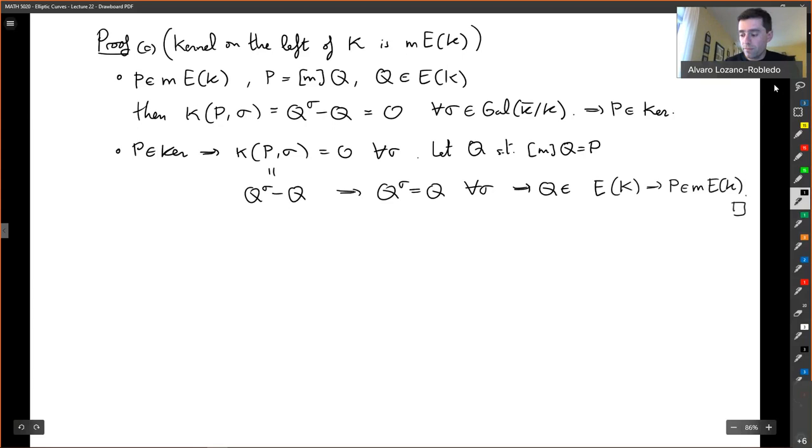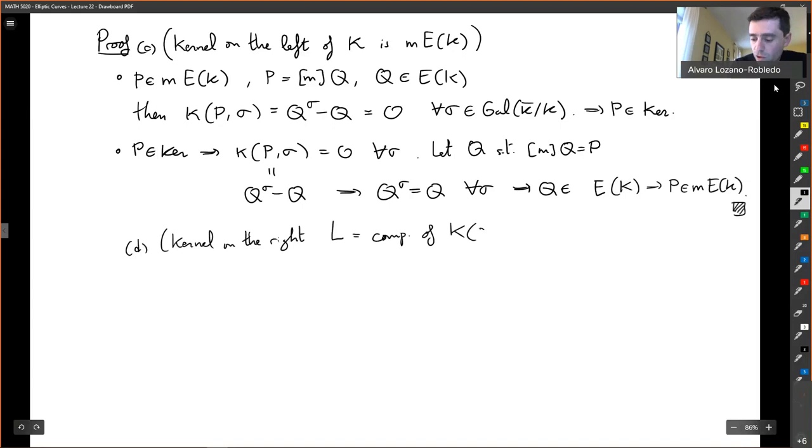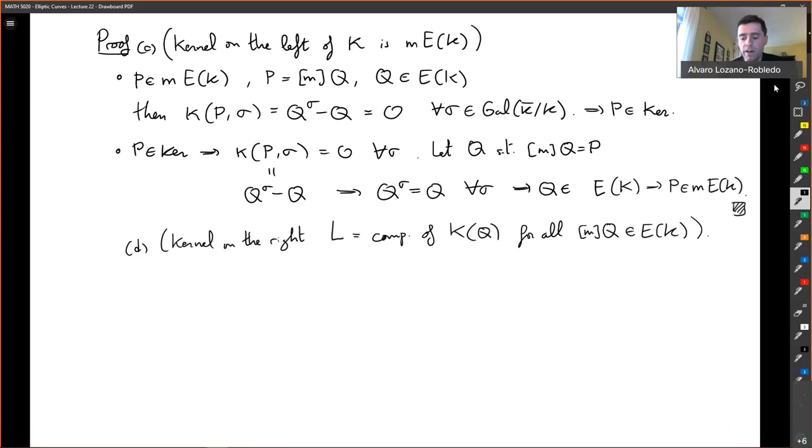All right. And now for the kernel on the right, we claim that it's L, which is the compositum of KQ for all Q such that N times Q is in EK. Okay, the kernel on the right is not L, the kernel on the right is actually the Galois group of K bar over L, where L is defined as so. Right. So let's prove again both directions.